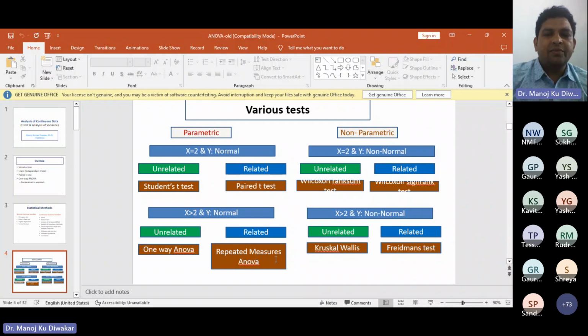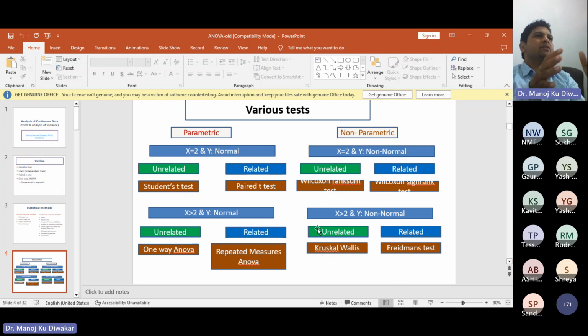Then we will apply the repeated measure of ANOVA. Okay, so this is called the repeated measure ANOVA. This is in case your data is normal. If your data is not normal, then you will definitely go to the non-normal side, which means your distribution is not symmetrical and does not follow close to the mean and median value. Then we will go for the unrelated, meaning the Kruskal-Wallis test, and for related, you will choose the Friedman test.